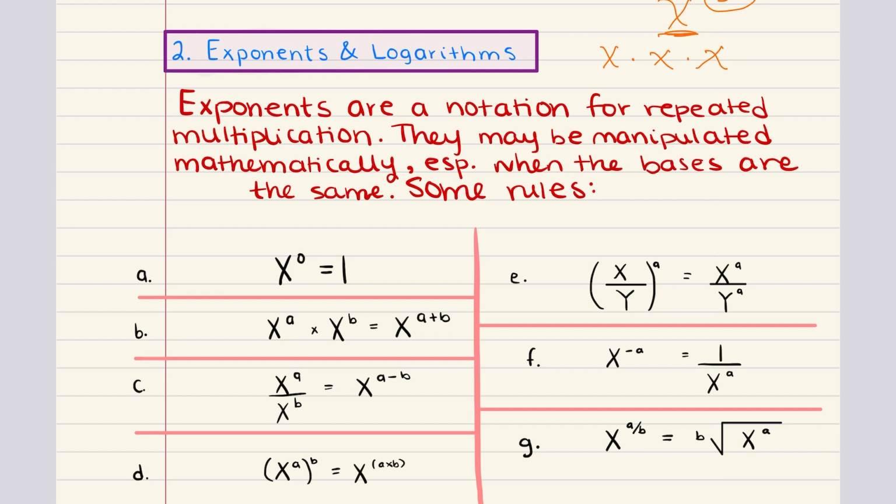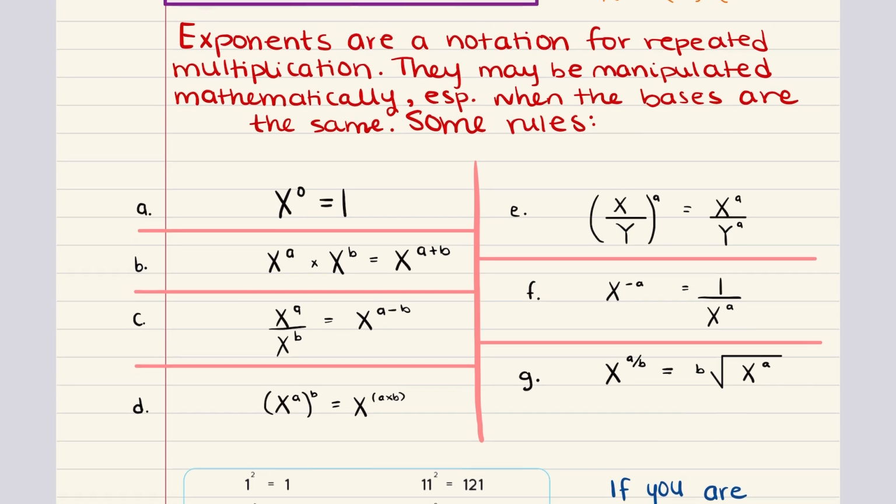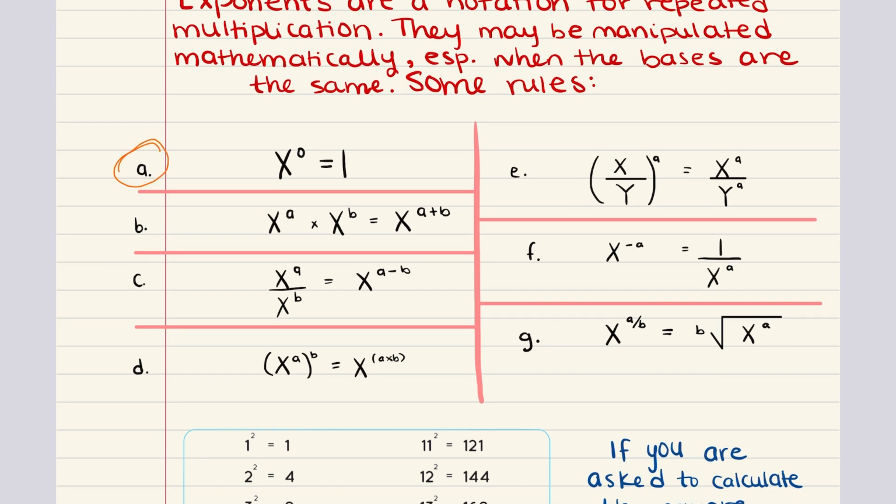Now, exponents follow specific mathematical rules that simplify their use in calculations. We're going to start with the zero exponent rule. This rule states that any base raised to the power of 0 is equal to 1 as long as the base is not 0 itself. The second rule is called the product rule. Here, when you're multiplying two terms with the same base, you add the exponents. For example, x raised to the power of a multiplied by x raised to the power of b is equal to x raised to the power a plus b.